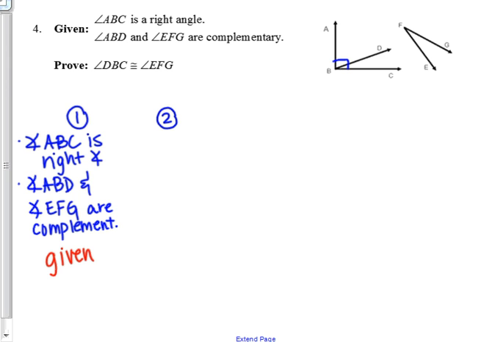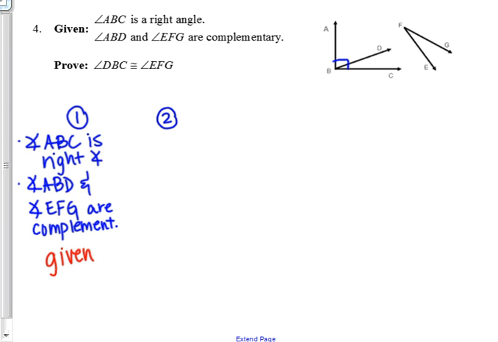Now, in my head, I can actually see, obviously, that ABD and DBC, those two angles that make up that right angle, are complementary angles. So if I can prove that, I can finally prove that EFG and DBC are congruent. But I have to take a couple steps in order to get there.